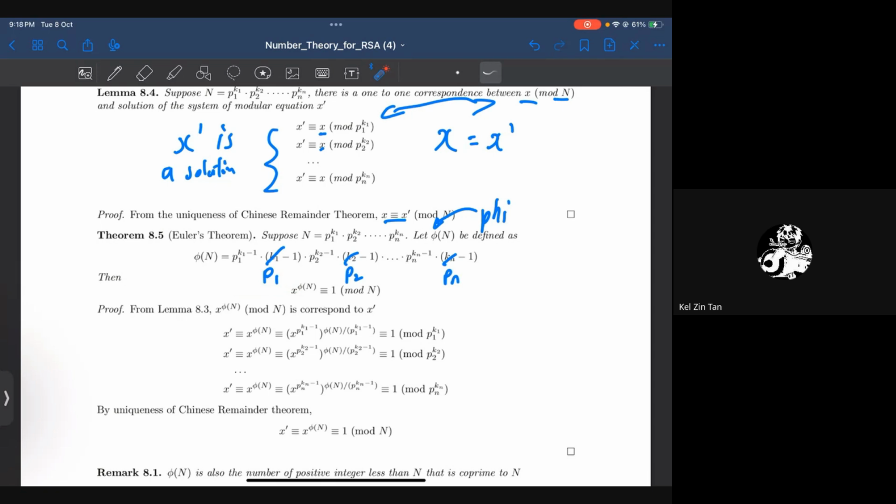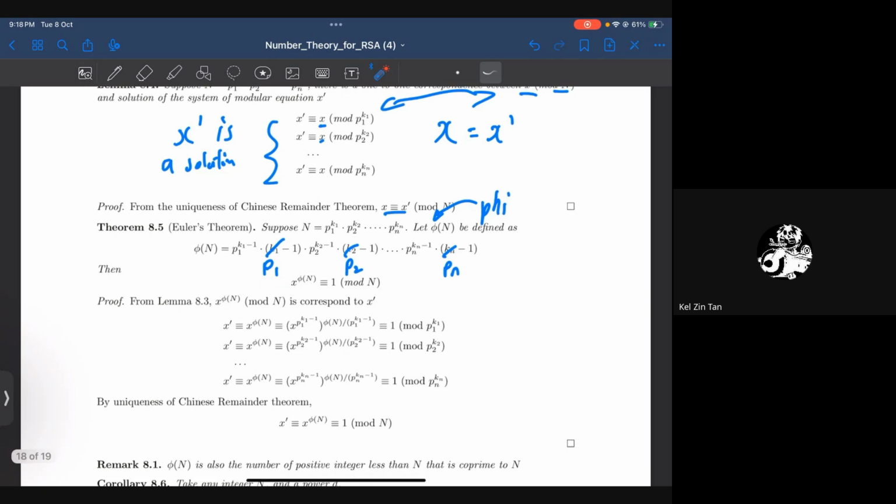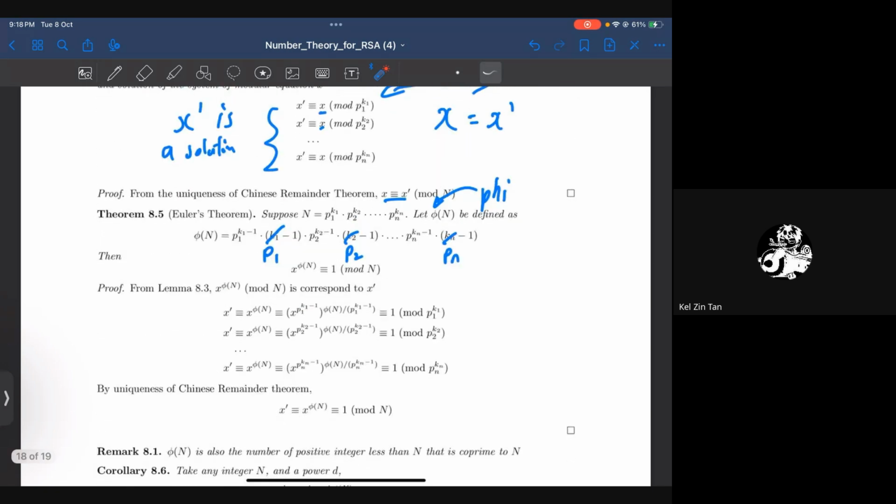Okay, so let's see what's going on here. Oh, this is also wrong. This is so wrong. Okay, this part is very wrong. Okay, then I'll just rewrite.